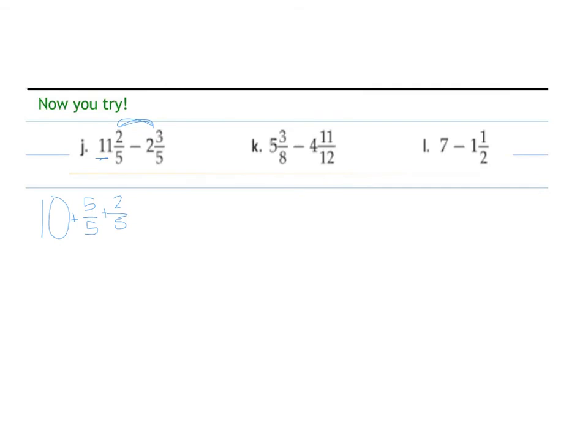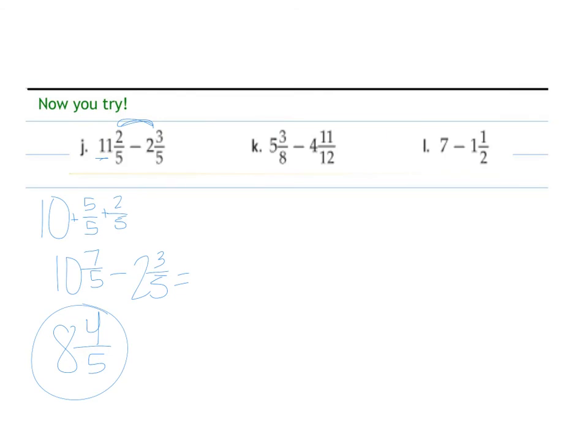So instead, I'm going to rewrite this as 10 7/5 minus 2 3/5. We already have the same denominator. 10 minus 2 is 8. 7 minus 3 is 4. Keep my denominator. I have 8 4/5.